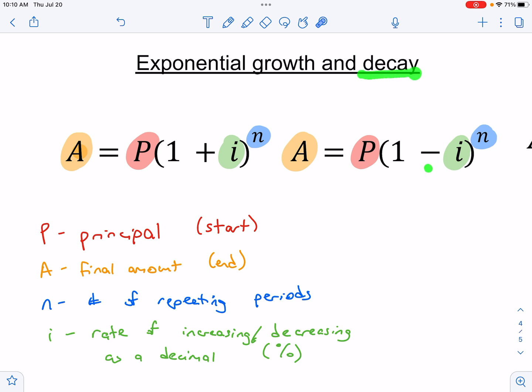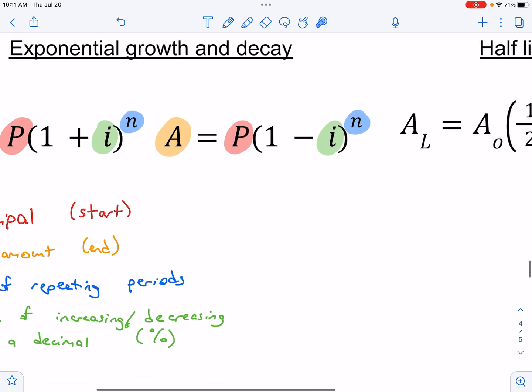So for example, I bought a car worth $40,000. It's now worth $20,000. It's depreciating at a rate of blah, blah, blah. How long did it take? That sort of thing. Something starts and then it's slowly decreasing. Plus for growth, minus for decay.